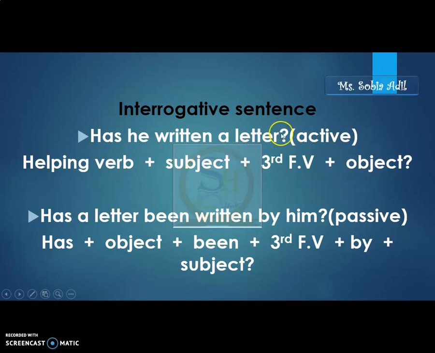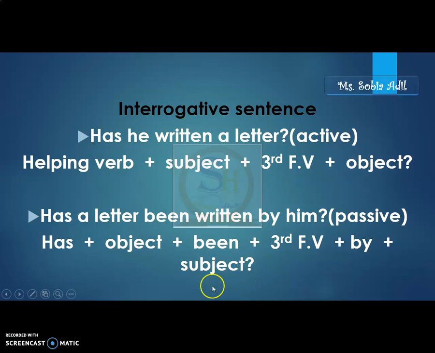If we want to change this active into passive voice, we need to follow this structure, right? First we write the helping verb, has or have, then comes the object here. When we replace the subject with the object, we write the object first after the helping verb, then we write been, the rest of the helping verb, then the third form of verb, then by, and after that we write the subject here, because we replace the subject with the object and the object with the subject.